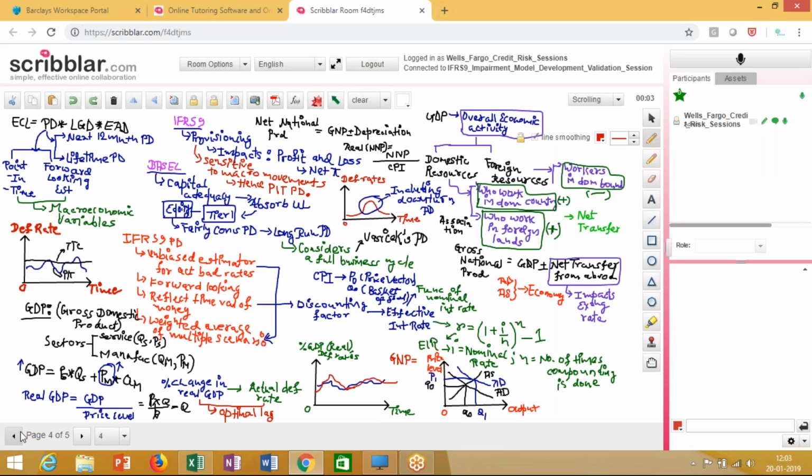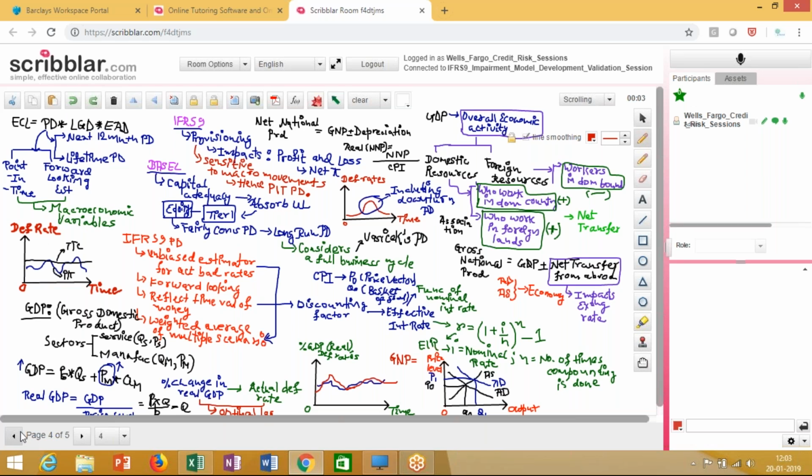So in the last couple of classes, we started talking about the macroeconomic variables, right, and their impact in IFRS9 measurements. We started looking at some key macroeconomic variables which need to be there for IFRS9 for converting the point in time PD to forward-looking point in time PD, right? So this macroeconomic adjustment is a very crucial adjustment for probability of default models which are built under IFRS9.